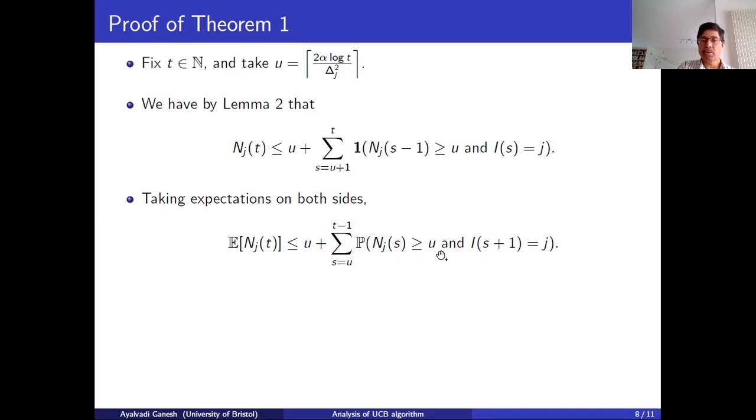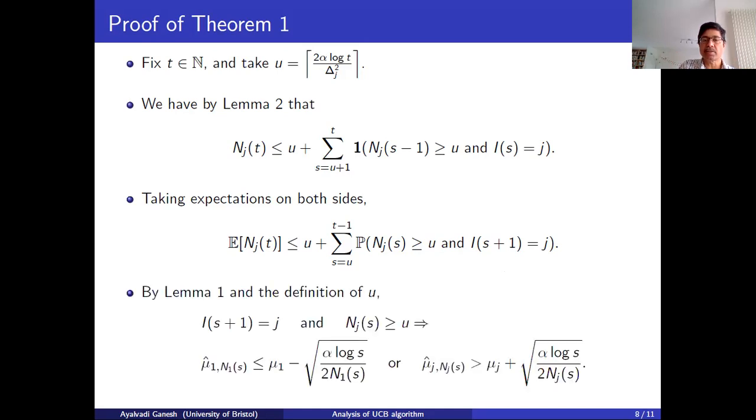So U has been chosen in such a way that one of the inequalities in the lemma is violated. Arm J has not been played too few times. It's been played at least U times, and U is big enough. So this is not a rarely played arm. So the only way you would choose to play it at time step S plus 1 is if one of the sample means behaved unusually. That's what lemma 1 is saying.